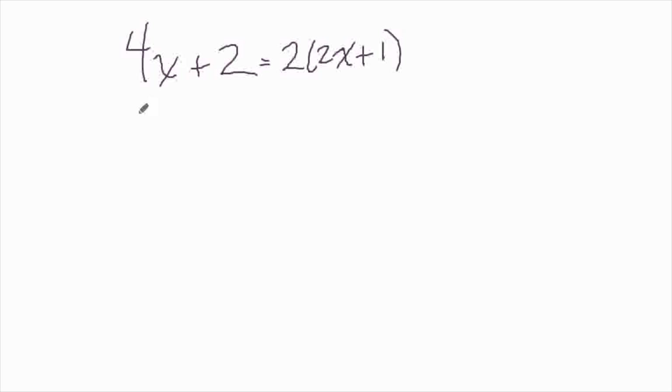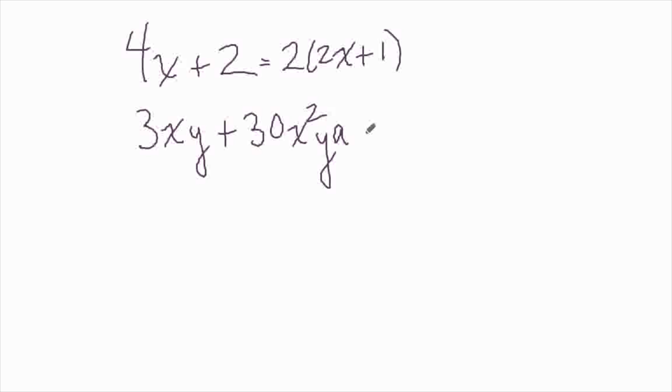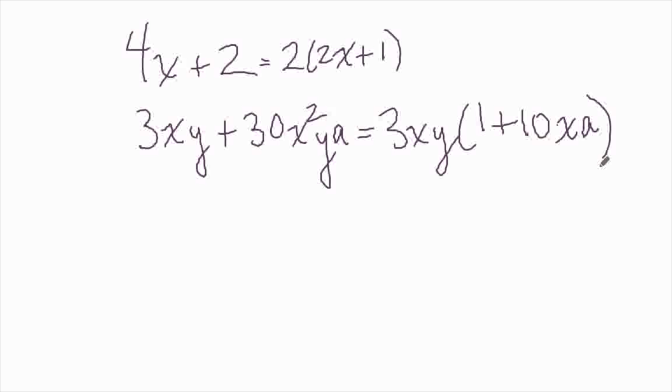Let's do another example. You can have lots of letters and lots of other drama going on. Okay, factoring something like this. They have a 3 in common, but they also have an x and a y in common. So the leftover, and the a just comes along for the ride. 3xy plus 30x squared ya. Okay, so that's another example of factoring.